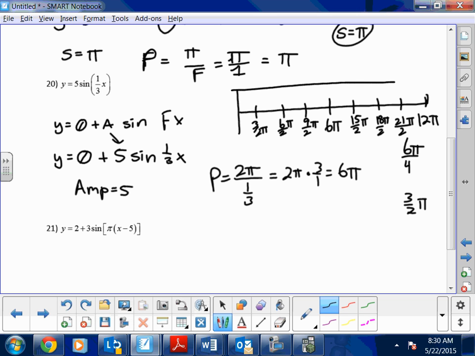Now, as far as my amplitude, on both of these, it's going to get 2 lines. One is you're going to take our oscillation point, which is 0, add 5 to it, and take our oscillation point, which is 0 again, subtract 5 from it. This is going from -5 to 5. Now, this is a sine function.